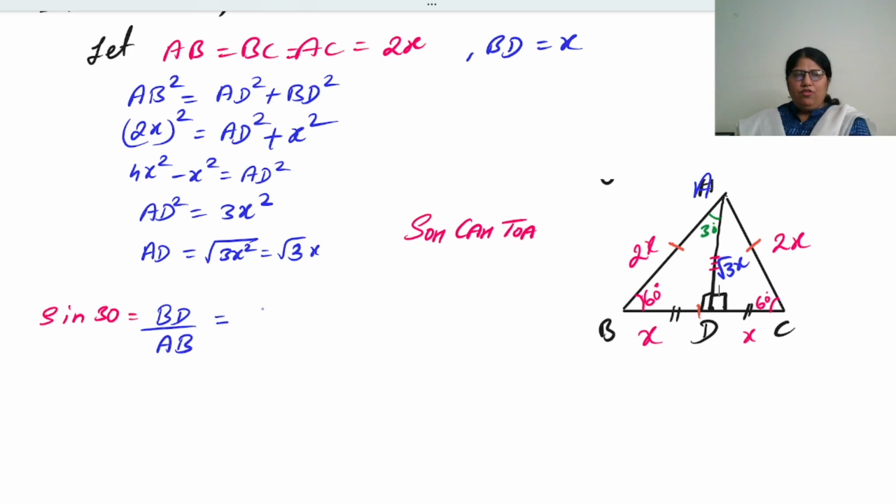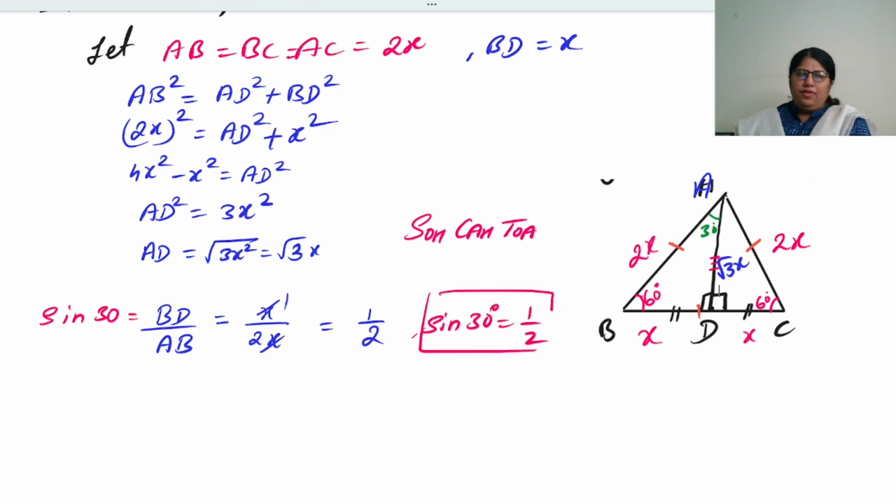Now what is the length of BD? x units by 2x. If I cancel, you are getting the value as half. So what is your sine 30? Here you can write down the final answer. Sine 30 is half. This is your first trigonometric ratio for 30 degree.